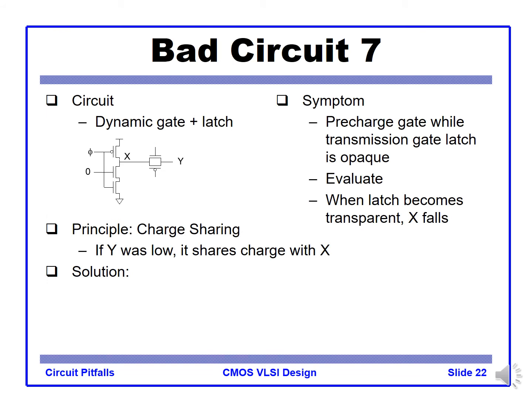This happens because between X and Y, X is a floating node, so another floating node Y may have a charge sharing. So if the Y node is driven to low and X is pre-charged to high, for example, high VDD, then this is low. When this transmission gate is on, there's a charge sharing between X and Y. The voltage will drop, right?